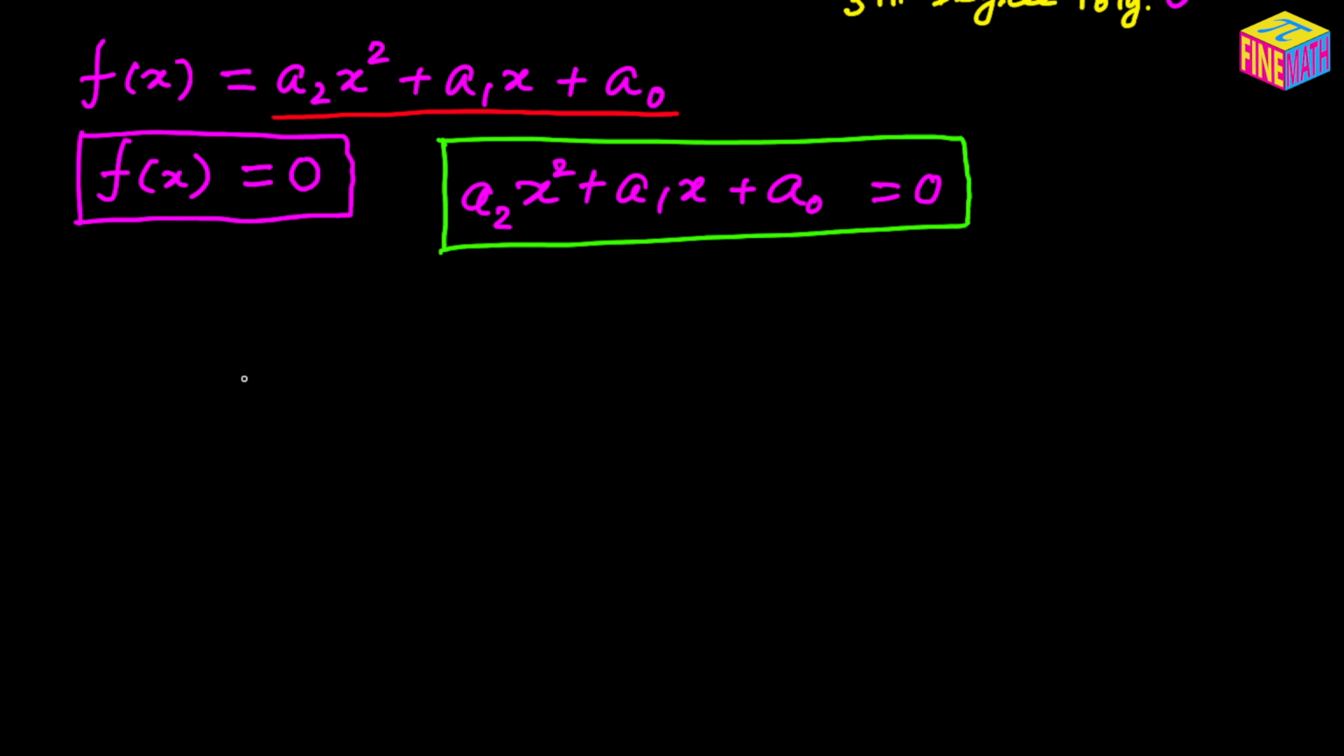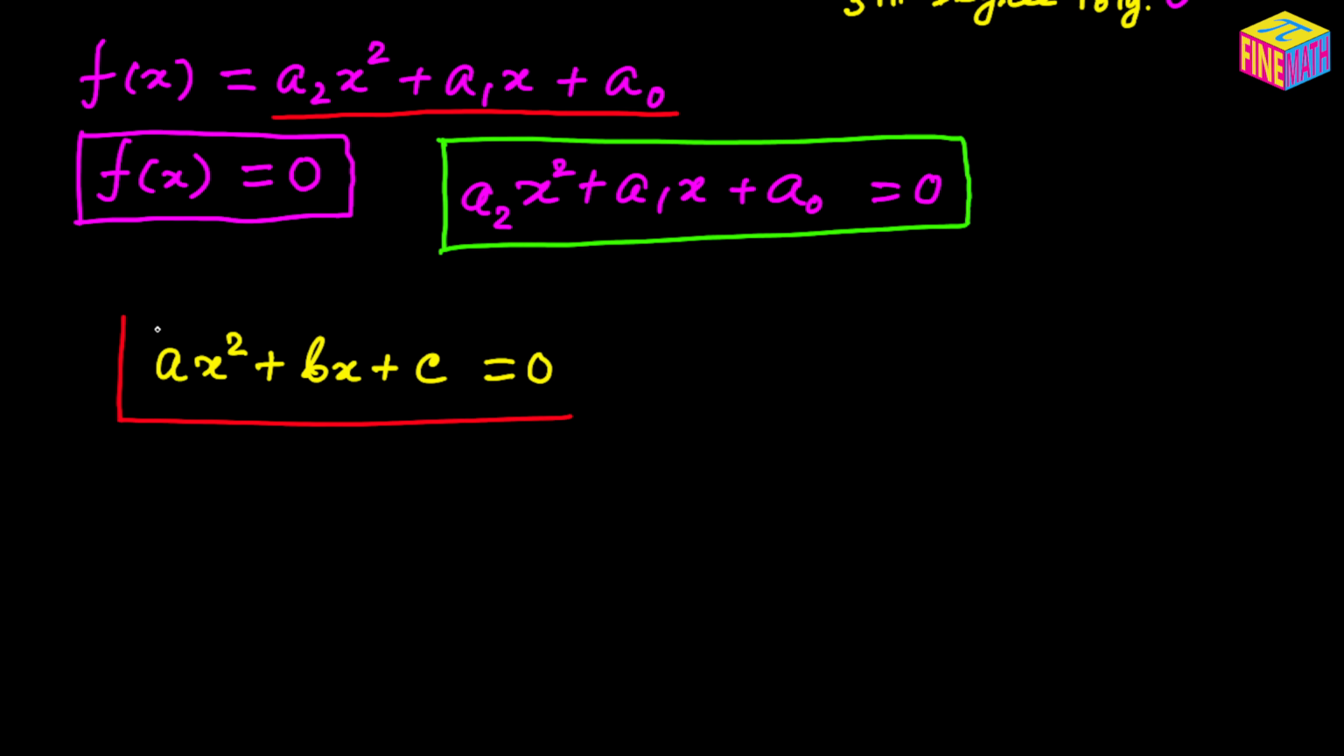So the general form of a quadratic equation is going to look like this. We generally say that it is a times x squared, ax squared plus bx plus c. So we are slightly changing the naming style of the coefficients. a sub 2 is now being called a, a sub 1 is now being called b, and a sub 0 is now being called c, and then this is equal to 0. So this is the general form of a quadratic equation.